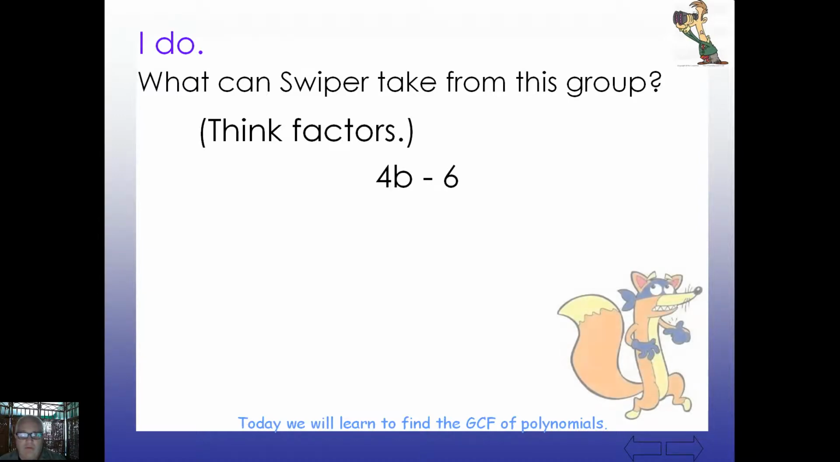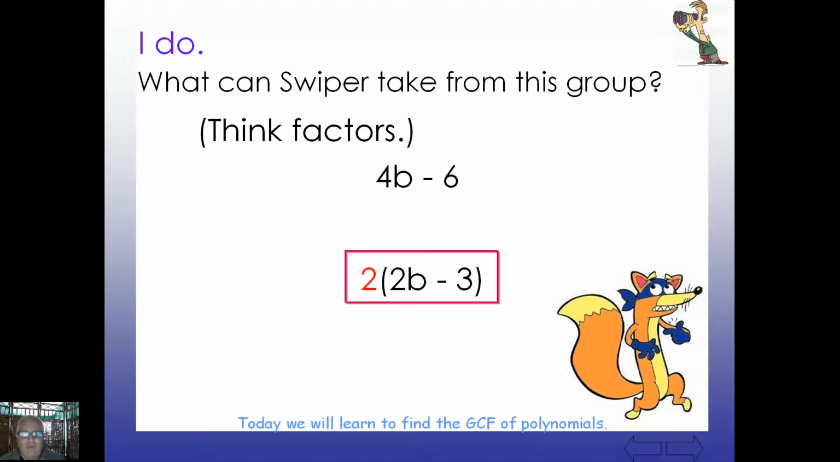So take a look at this particular problem. If you've got 4b minus 6, just watch, I'll go through this one here. Let's look at both pieces, the 4b and the negative 6. What's something they have in common there? Looks like they're both even. So if we factor out a 2, what you do is you end up writing down what's left.